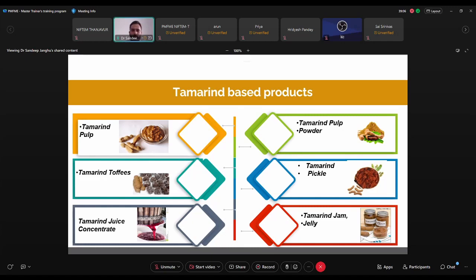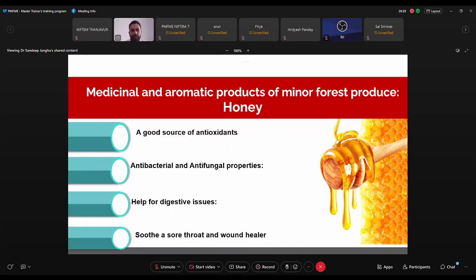Now, focusing on the types of products which we can make from tamarind: the pulp can be used, chutney if we are adding spices, pickles, we can dehydrate tamarind pulp and make powder. Tamarind toffees, very tangy. Then tamarind juice concentrate, and jams and jellies from tamarind are also in the trend nowadays.